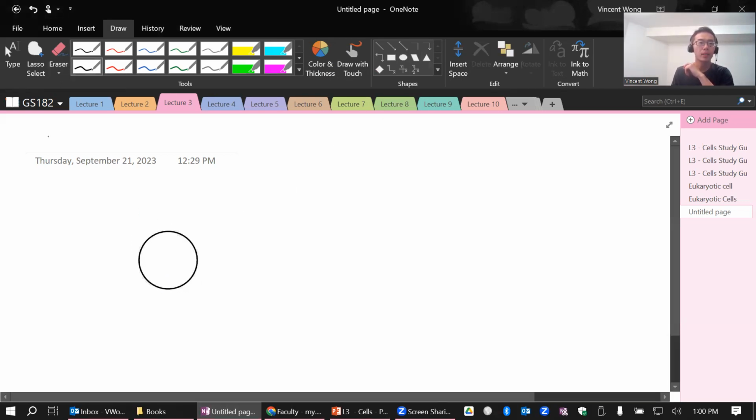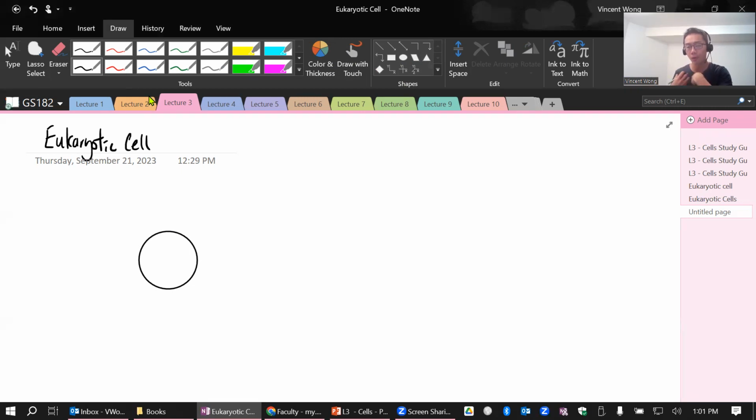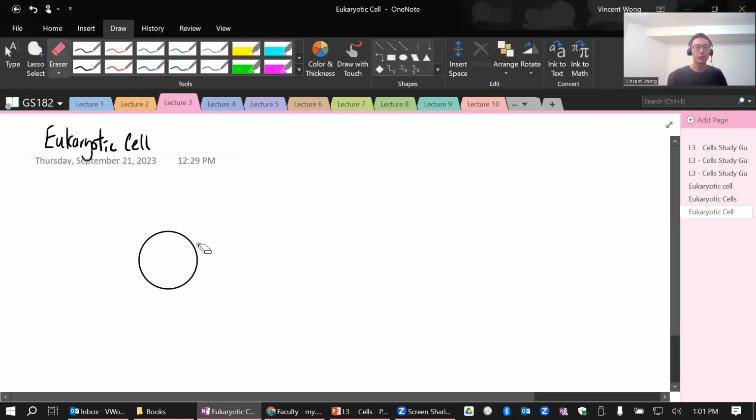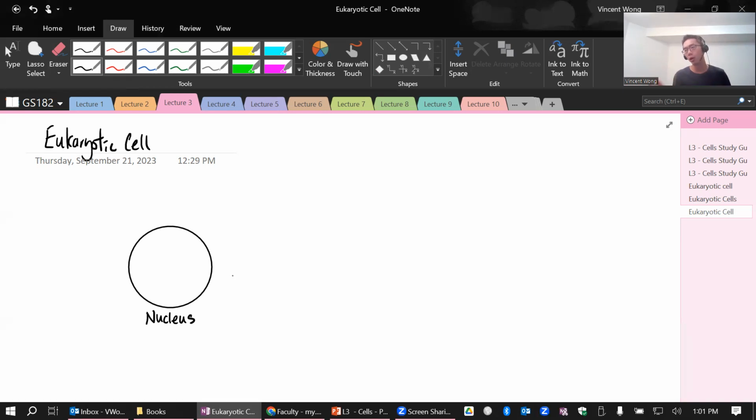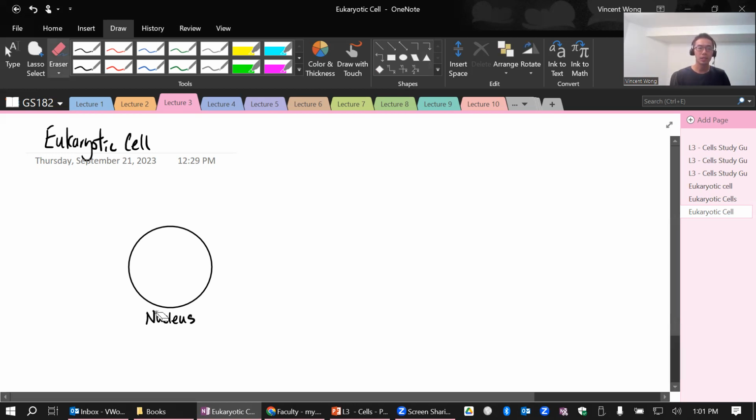So we're gonna look at a eukaryotic cell, which is us, right? Our cells are eukaryotic. So there's gonna be a nucleus right here. This big circle is called the nucleus. Okay, and you will find a nucleus in eukaryotic cells, but not prokaryotic cells, not bacteria. You'll find it in human cells and plant cells.